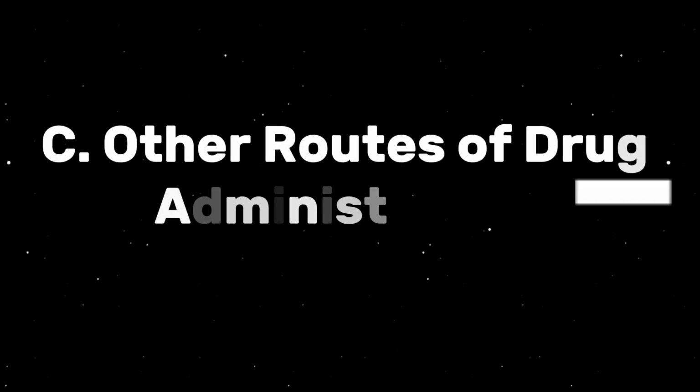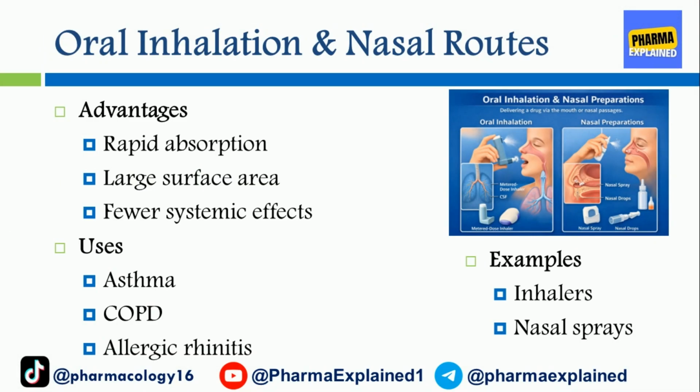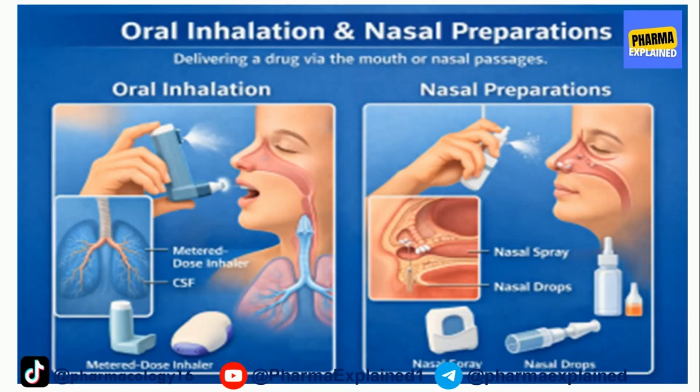C. Other routes of drug administration. 1. Oral inhalation and nasal routes. Drugs administered through the lungs or nose are absorbed rapidly due to the large surface area. Advantages: fast onset, direct delivery to lungs, fewer systemic side effects, used in asthma, COPD, allergic rhinitis. Examples include inhalers and nasal sprays.